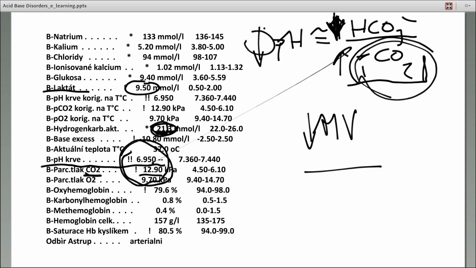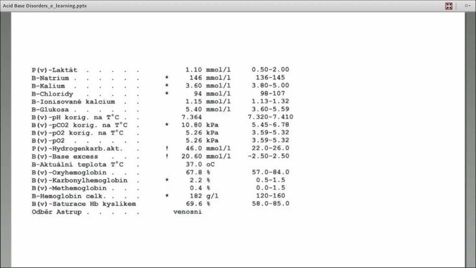But let's see what happens to our patient. Let's pretend this is a patient who comes with COPD exacerbation. You may see that his saturation in blood is low, so he's definitely got a respiration ventilation problem. But look what happens to him when we compensate him. Now you have the same patient, and you may see that his pH is normal in this case.